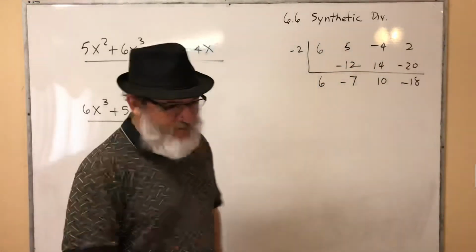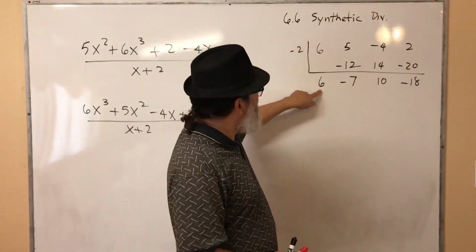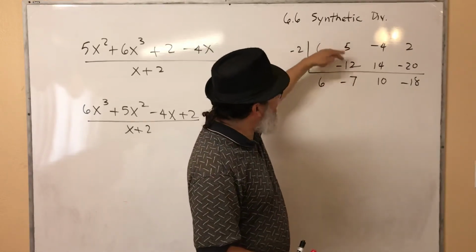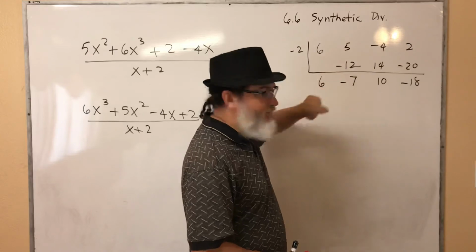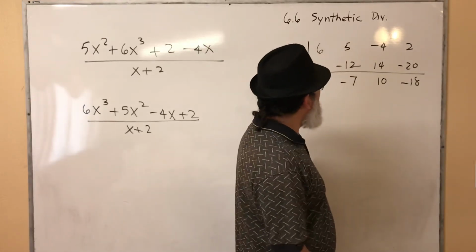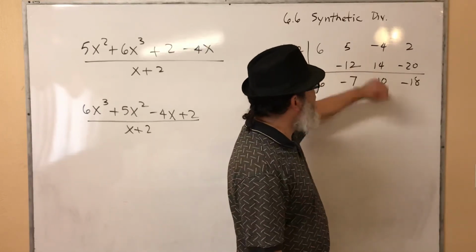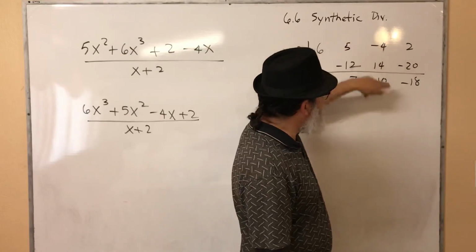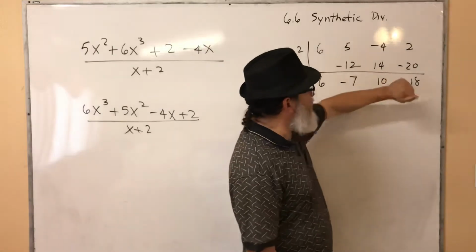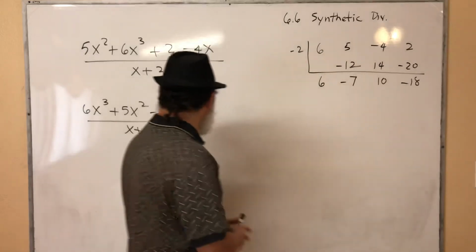Let me check again, okay? Just check my work. First step, bring down. Multiply negative 2 times 6, negative 12. Add negative 12 plus 5, negative 7. Multiply negative 2 times negative 7, 14. Add 14 minus 4 is 10. Multiply negative 2 times 10, negative 20. Add negative 18. Solution.